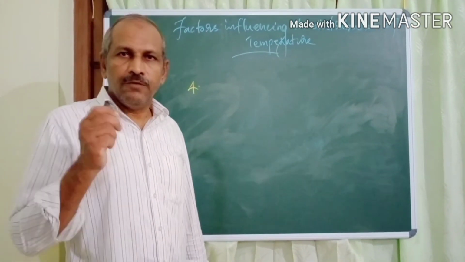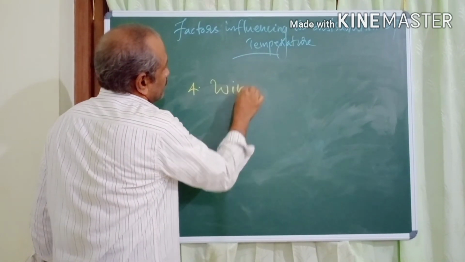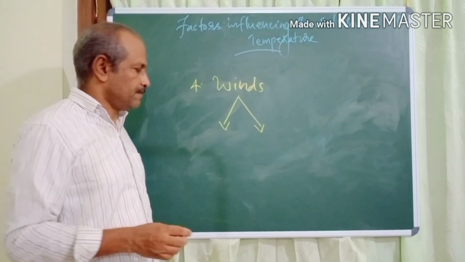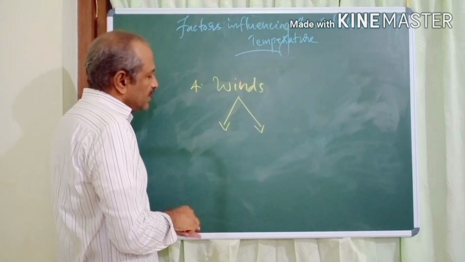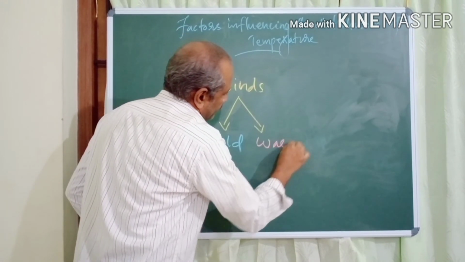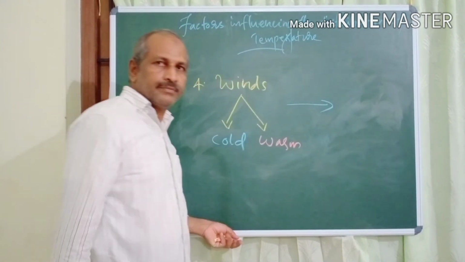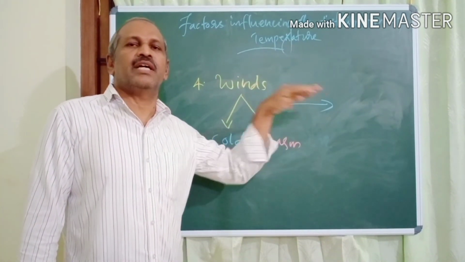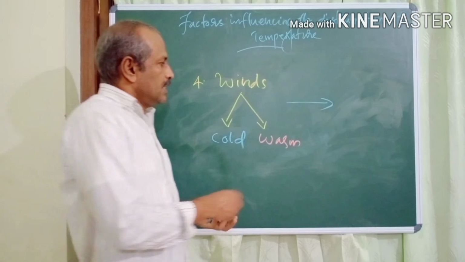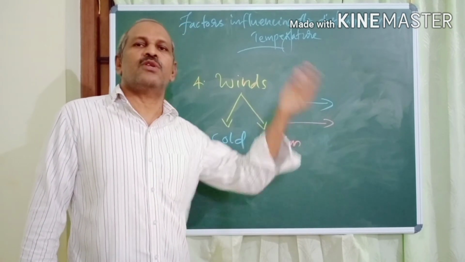The fourth factor influencing the distribution of atmospheric temperature is winds. Winds can be classified into two on the basis of temperature, and they are cold wind and warm wind. If a cold wind is blowing to a region, that wind will lower the temperature of that region. So the atmospheric temperature decreases. If a warm wind is blowing to a region, that warm wind will raise the temperature of that region.